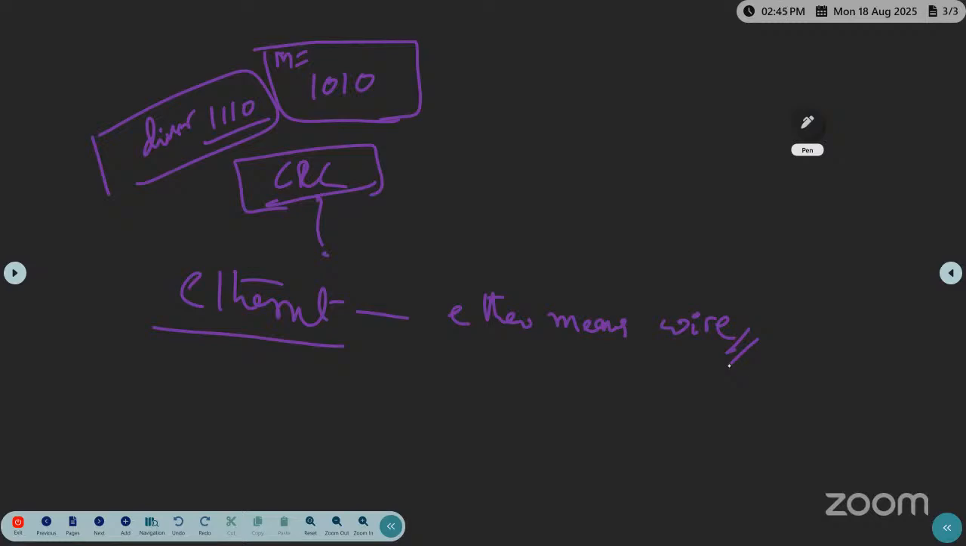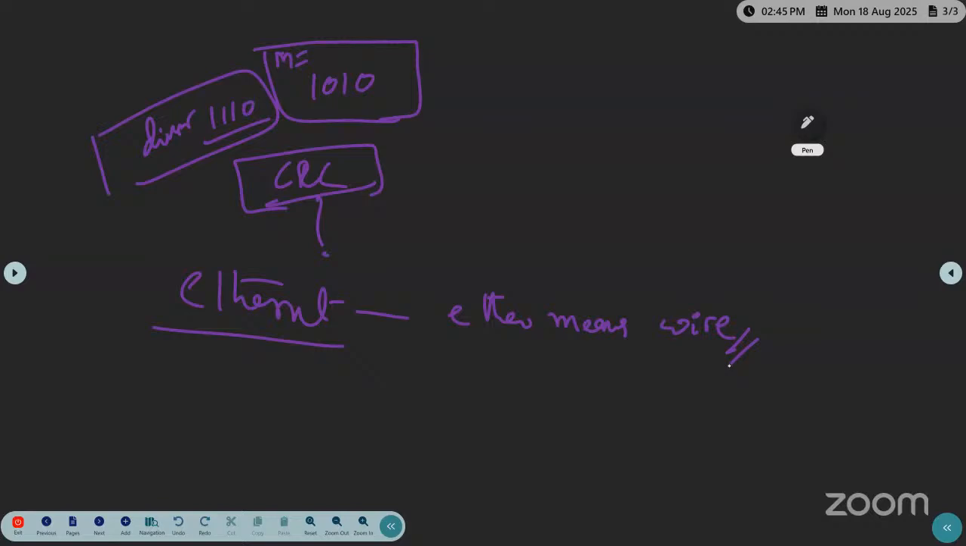Nowadays we are getting internet in Gbps. What is Gbps? Gigabit per second. What is KB? Kilobytes. What is MB? Megabytes. What is GB? Gigabytes. What is TB? Terabytes. These bytes are used to measure memory.